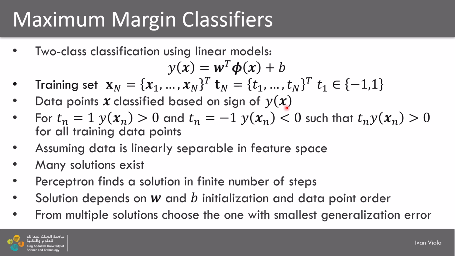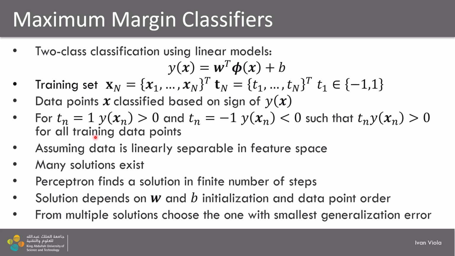Note that this is a line in the feature space. So y(x) would correspond to a line in the feature space, not in the original input space. If t_n is 1 for the training data point, then the corresponding y(x_n) has to be bigger than 0, and if t_n is -1, y(x_n) is smaller than 0, meaning that the product t_n y_n is always bigger than 0 for all training data points.